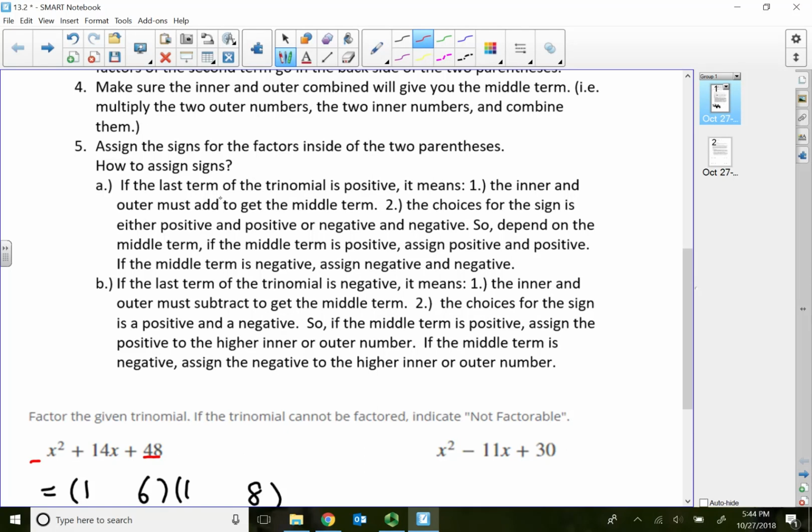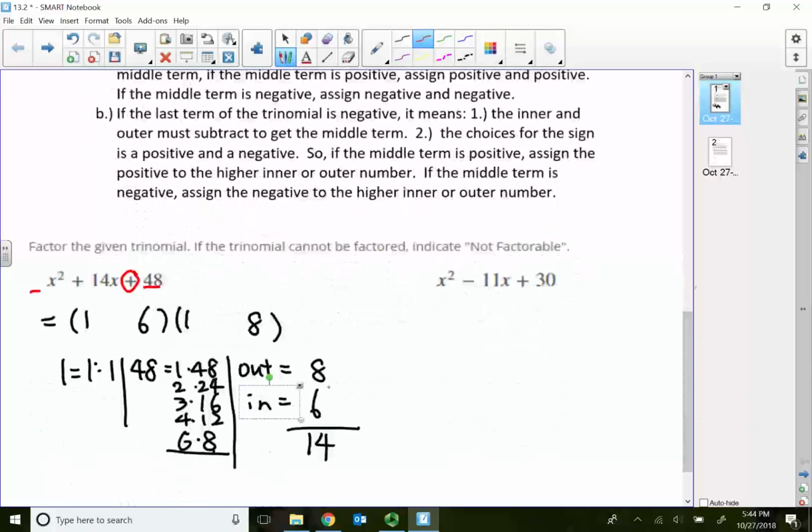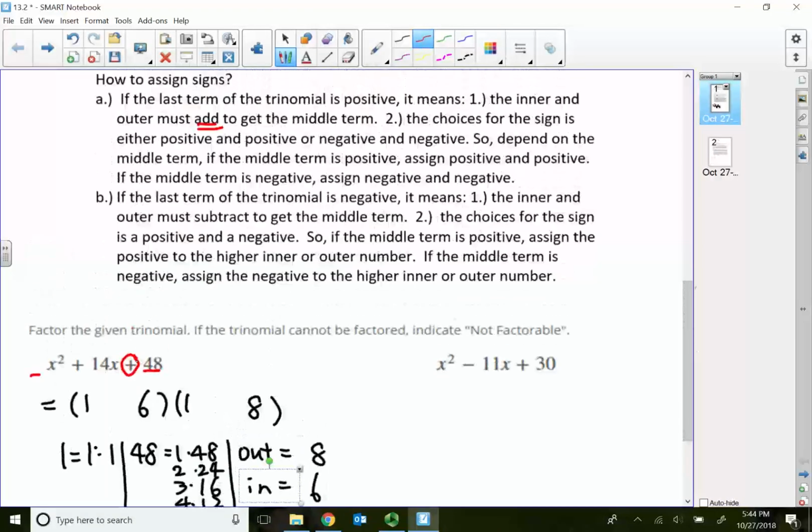If the last term of a trinomial is positive, which is what I got right now, that means number 1, the inner and the outer must add to get to the middle term, which is what I just did. 8 plus 6 will give me my middle term if I add them. So the last sign confirms what I need to do to get to the middle term, which is by adding.